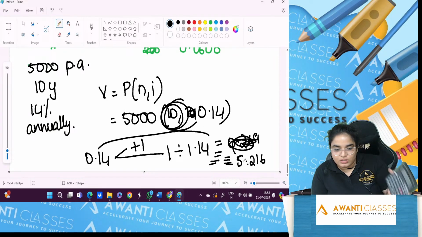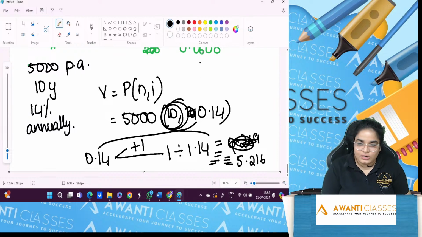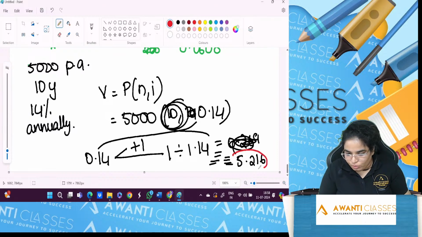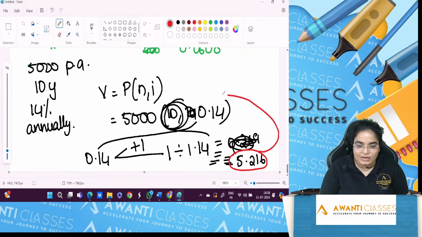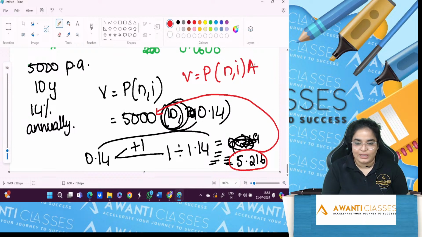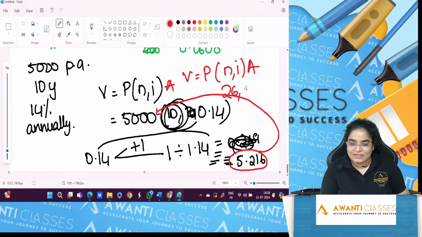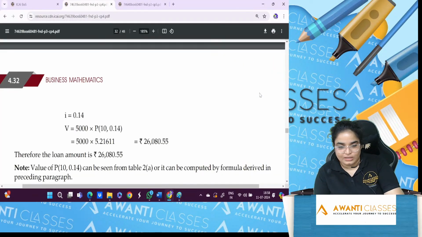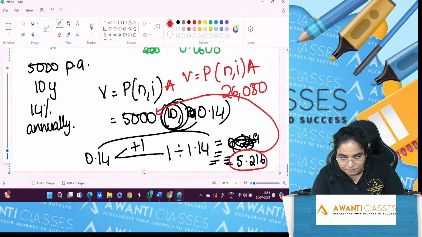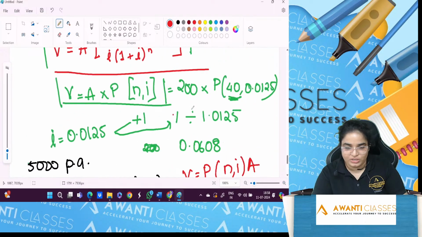5.216. Yes. All you have to do is take this 5.216 and multiply it with 5,000, since V is equal to P into Ni into A. Correct? So A is how much? 5,000. So 5.216 into 5,000 is equal to 26,080. Yes, 26,080.